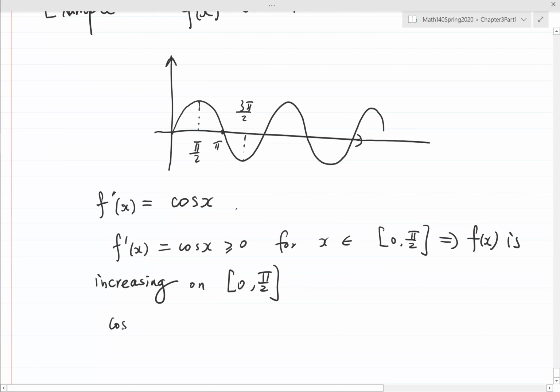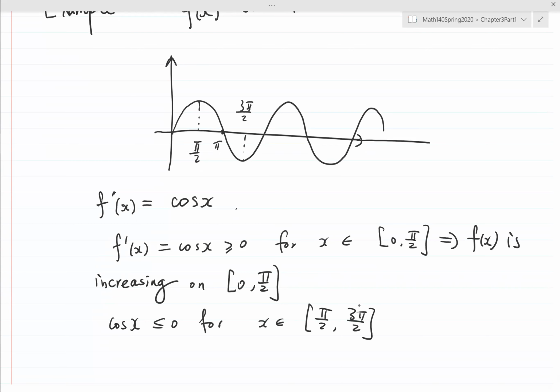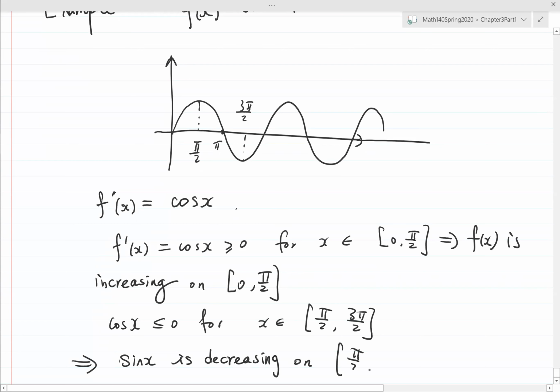Okay, now cosine x is less than 0 for x in pi over 2 to 3 pi over 2, second and third quadrant. So we can conclude that sine x is decreasing. By the increasing decreasing test, sine x is decreasing on pi over 2 to 3 pi over 2. You check from the graph. From pi over 2, the function value achieves the maximum at 1. Now at 3 pi over 2, the minimum is -1.